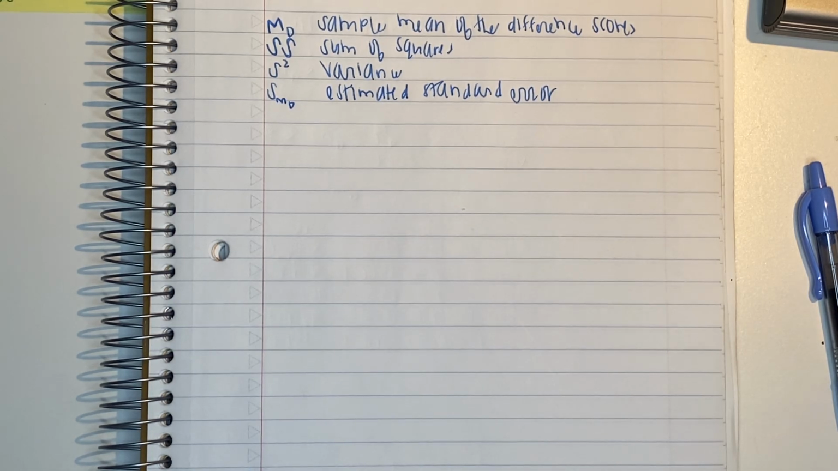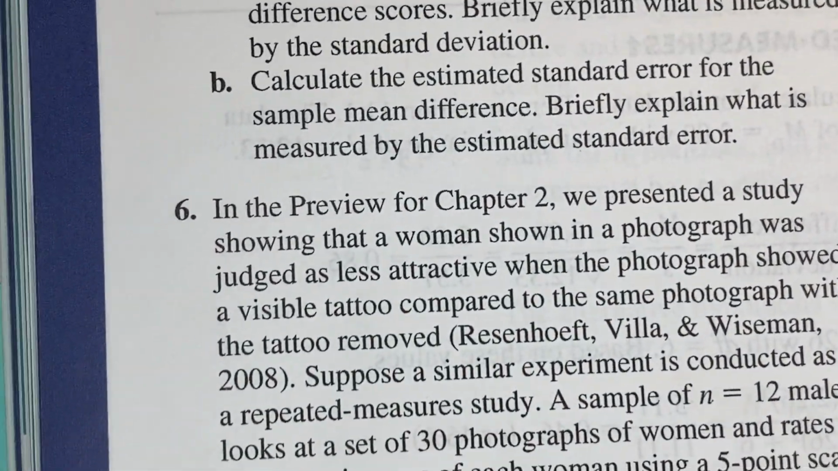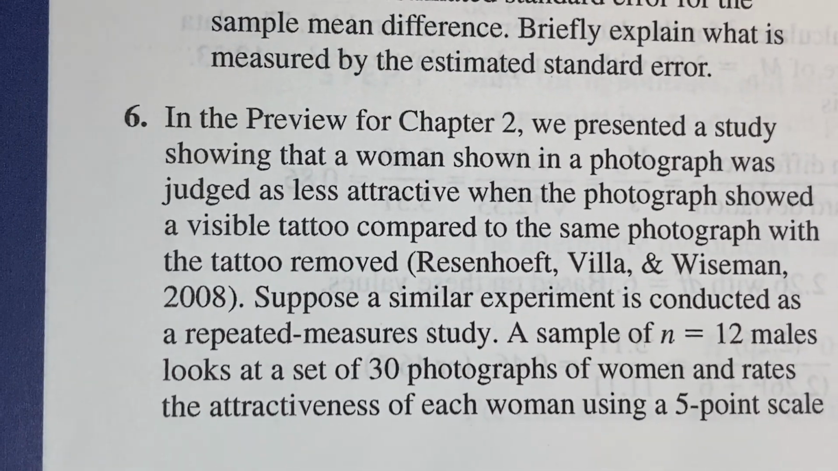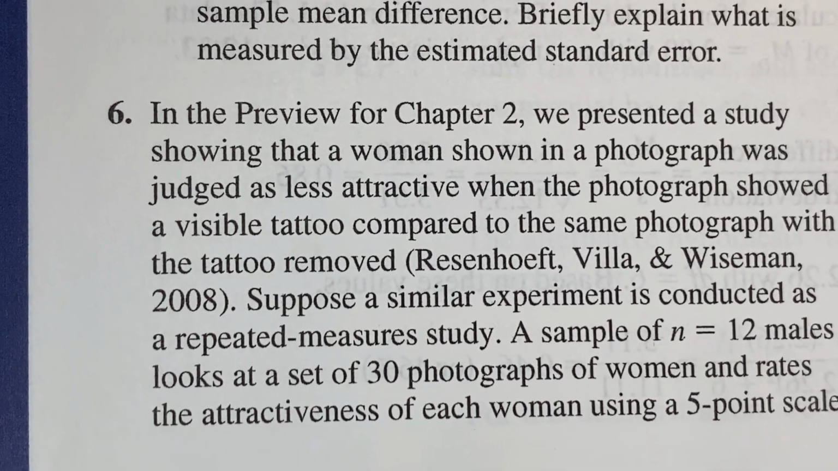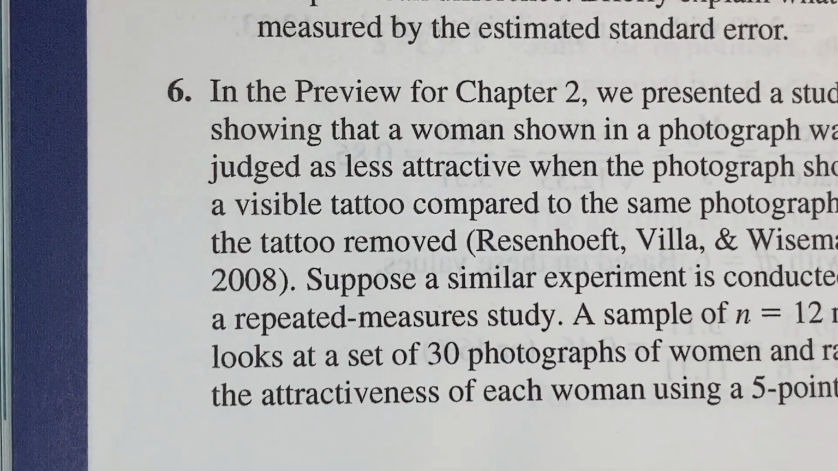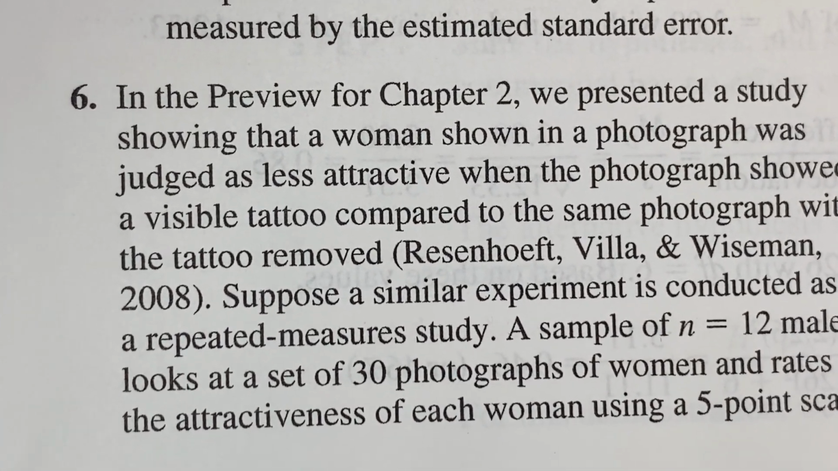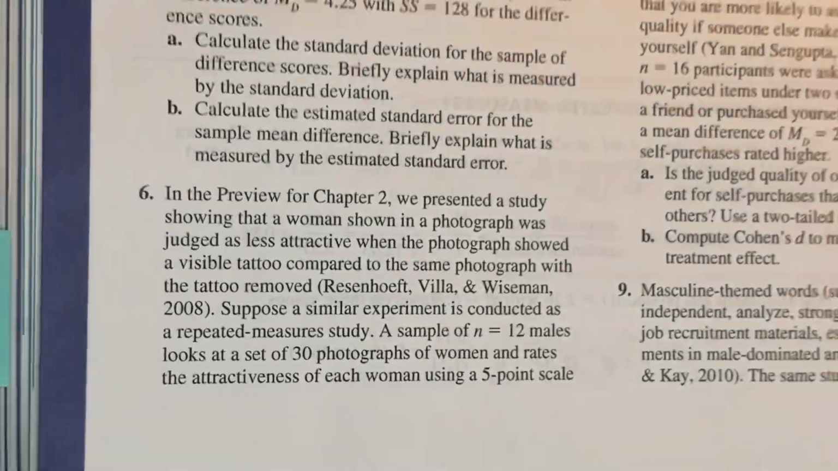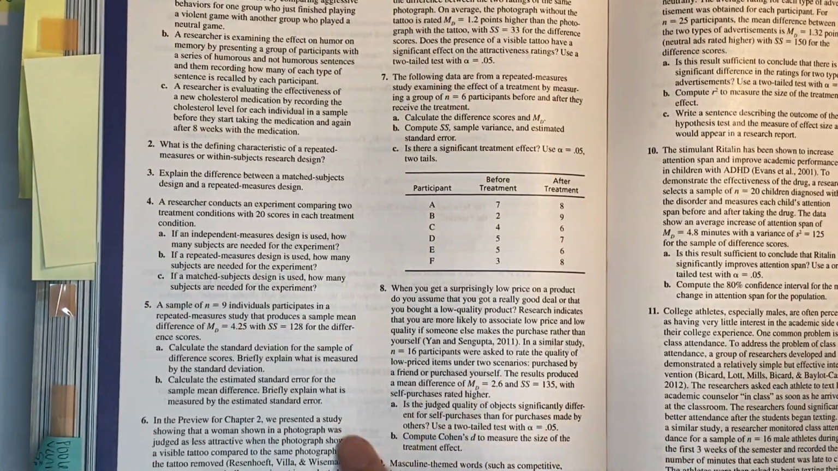So I found one question in your book on page 360 that is similar to a question on your quiz. It's number 6. So the question says, in the preview for chapter 2, we presented a study showing that a woman shown in a photograph was judged as less attractive when the photograph showed a visible tattoo compared to the same photograph with the tattoo removed. I'm going to set this down so I don't keep moving it, but just know where you can read along with me. I'm on number 6 here.